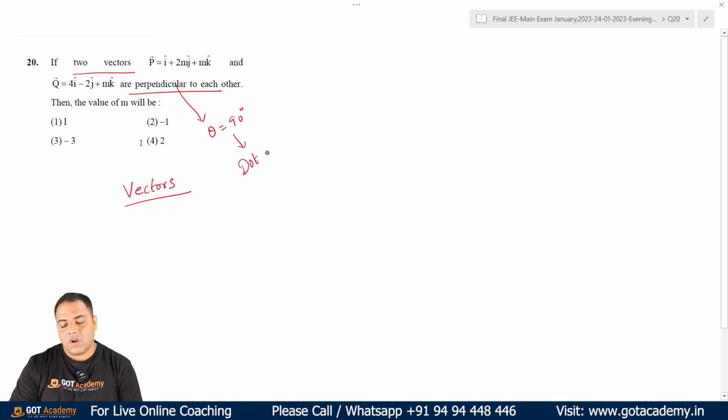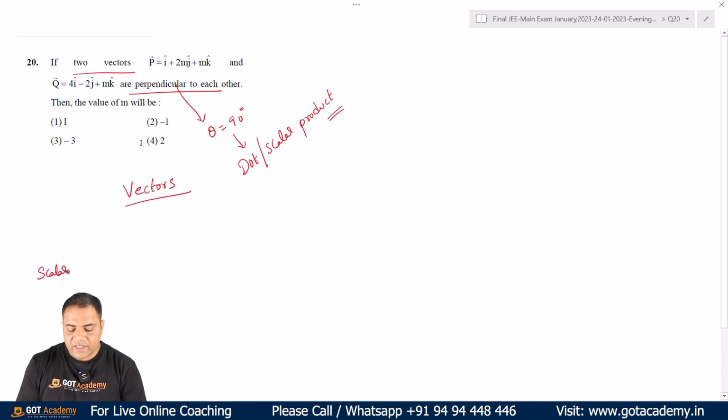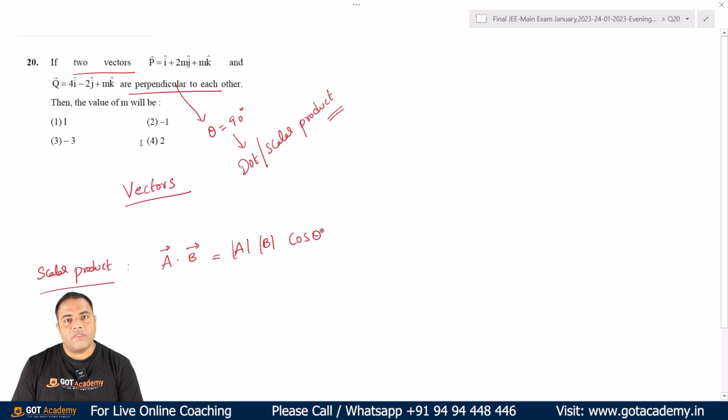So better to go for dot product. The other name is scalar product, so this is from the scalar product subtopic of the vectors chapter. What we know for the scalar product or dot product is that if there are two vectors A and B, we can write A dot B is given by mod A, mod B, cos theta. This is the formula we know.